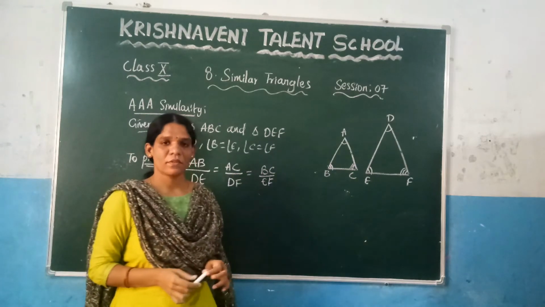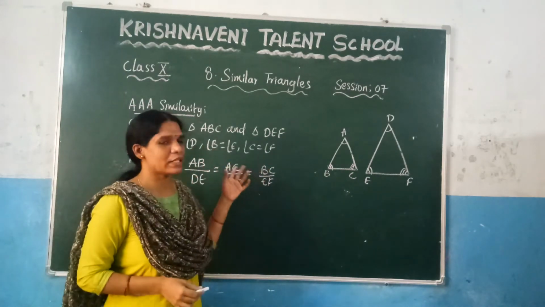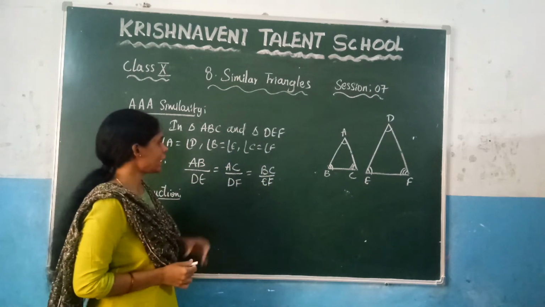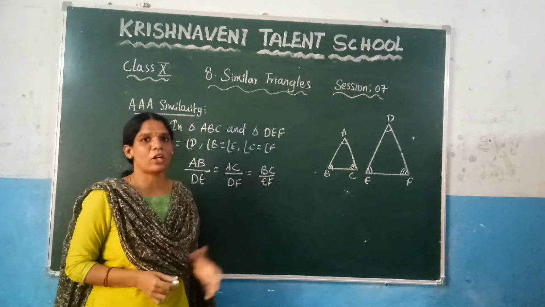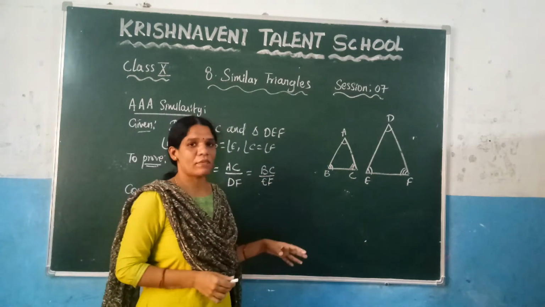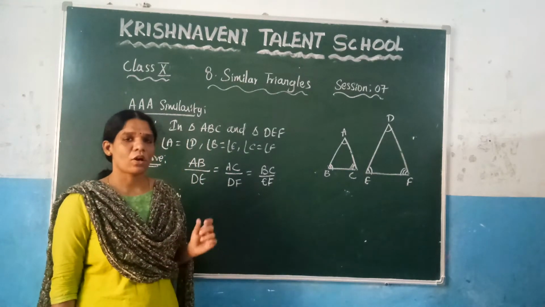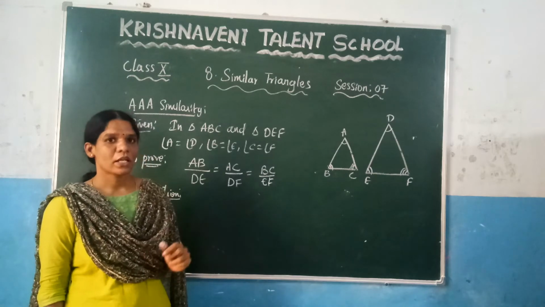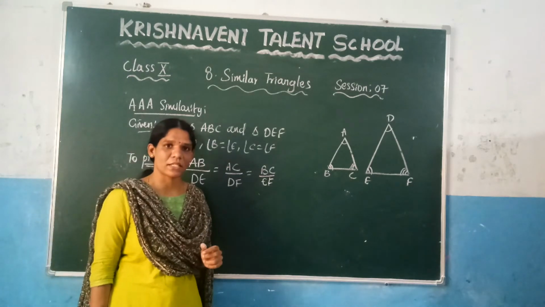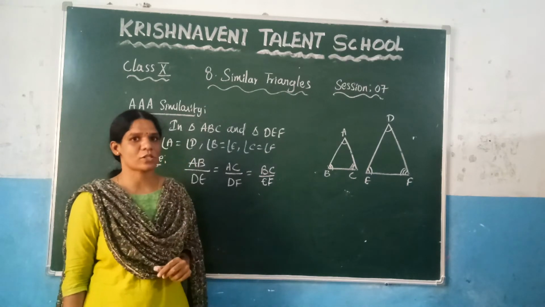some construction is needed. Why? Because here they have given that in these two triangles the corresponding angles are equal, so by taking this condition alone we cannot prove it. Why? Because to prove this theorem we need to use the congruency concept. If we want to use the congruency concept, what the congruency of triangles says is that the corresponding angles are equal and the corresponding sides are also equal.